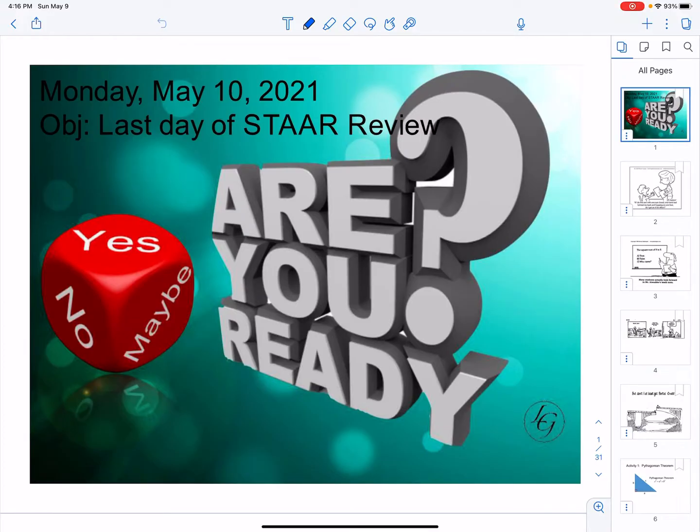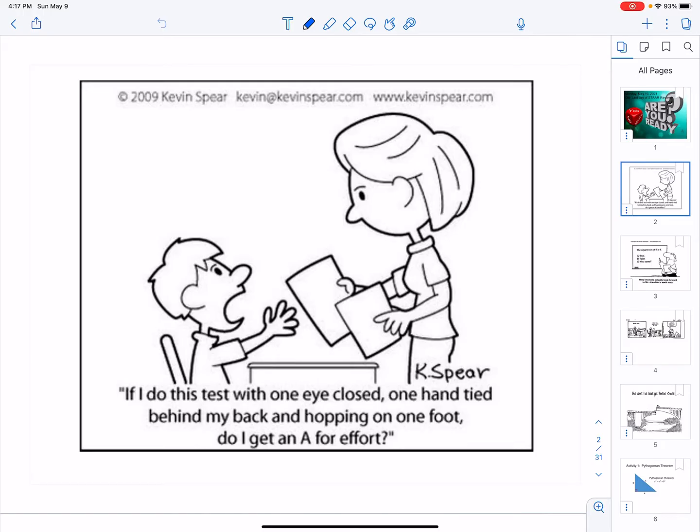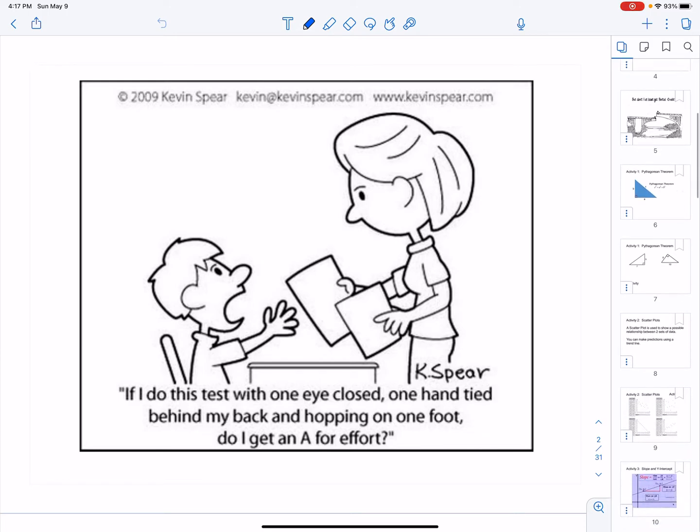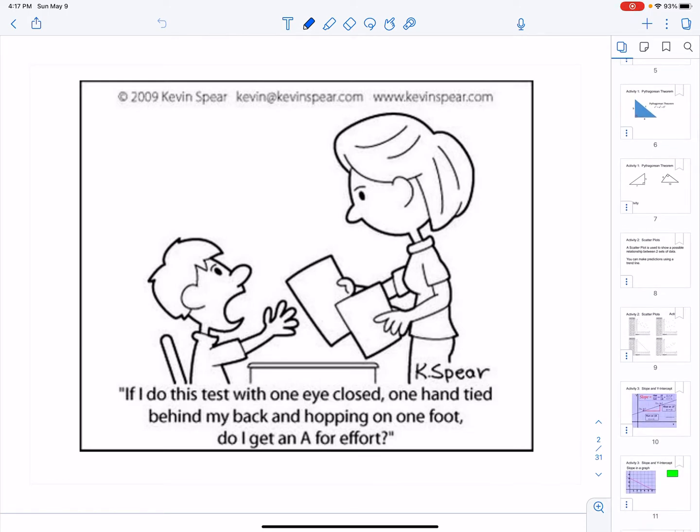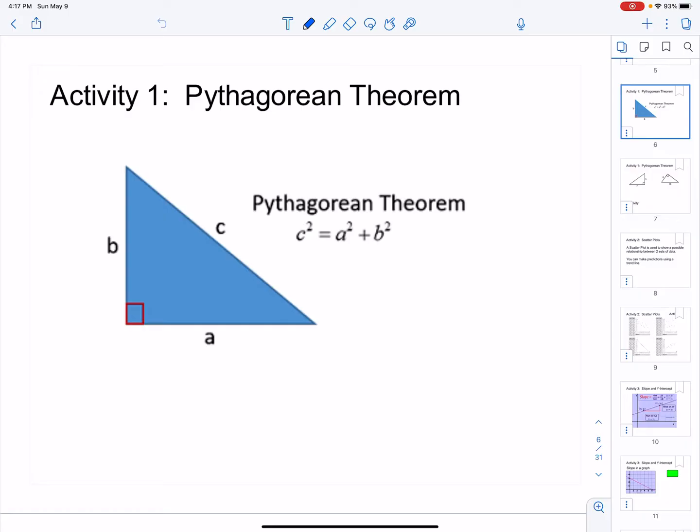So always remember this. If I do this test with one eye closed, one hand tied behind my back, and hopping on one foot, do I get an A for effort? Remember, the only way you can get an A is if you answer all the questions correct. This is not like the YMCA. You've got to actually perform. So here are a couple things I need you to perform on.